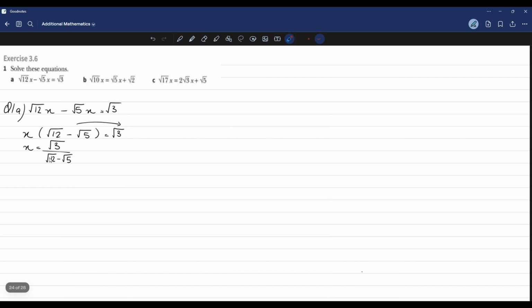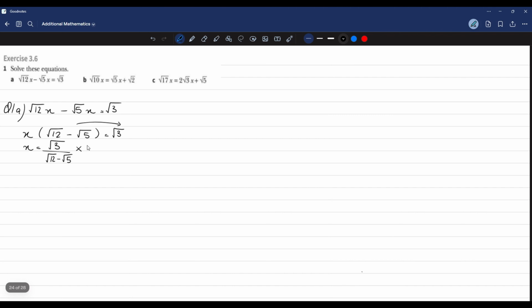Whenever you have an under root in the denominator, you have to simplify this and remove that under root. We do that with the help of conjugate surds. For example, we have under root 12 minus under root 5 here. The conjugate surd of that value would be under root 12 plus under root 5, and that would simplify the under root. I'll explain how this becomes possible while solving this.